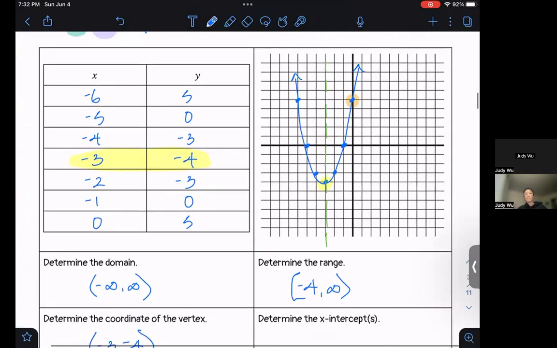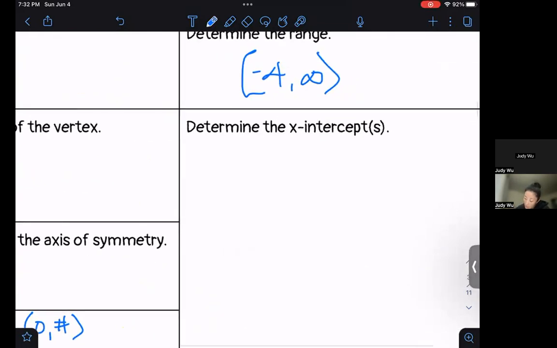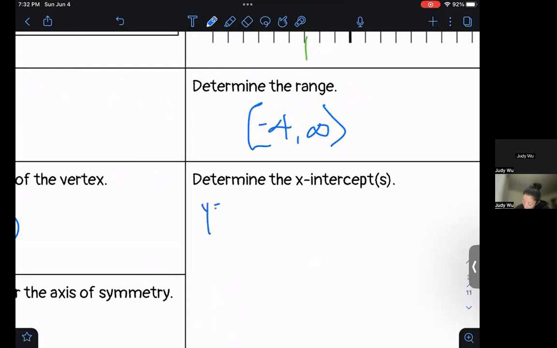Okay. All right. Now, I did tell you on the previous page that finding the x-intercept is hard for vertex form. So we're going to walk through this one together, okay? But we're going to start by writing down our equation. And we're going to write that equation equal to 0 because the x-intercept is always a number, comma 0, okay? So 0 equals parentheses x plus 3 squared minus 4.